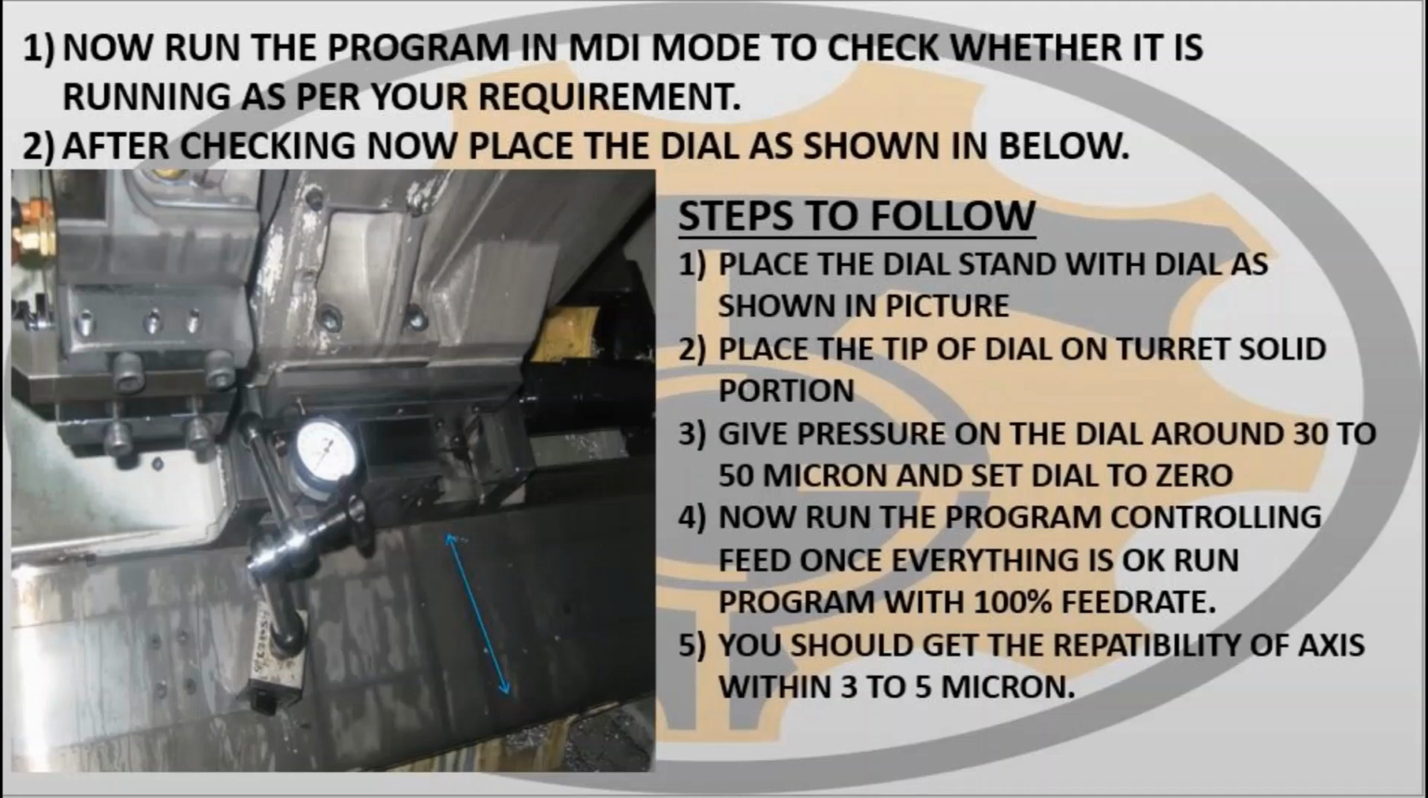Now run the program at first attempt with feed control so that you can check everything is running according to your program. You should take around 10 to 15 readings so that you can get confidence, and the readings should come between 3 to 5 micron. Make sure, friends, if your readings are coming above 3 to 5 microns, then you should check the axis mechanically. There should be something unusual in your axis. After checking, just correct it and check again.